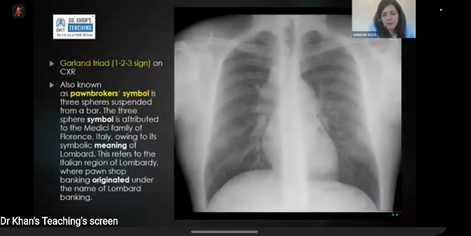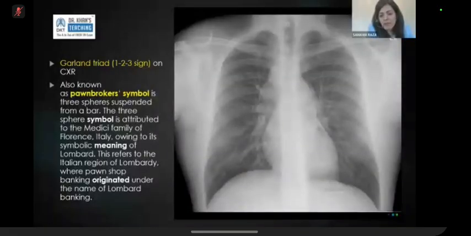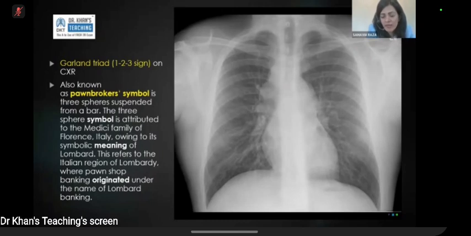This is called the 1, 2, 3 sign, or the typical chest X-ray that you will see. This will typically be in a young patient, early 30s, a fit young man presenting with non-specific symptoms of lethargy, malaise, maybe low-grade fever. A very smart respiratory physician has done a serum ACE level, and that is increased, and that is what a chest X-ray looks like.